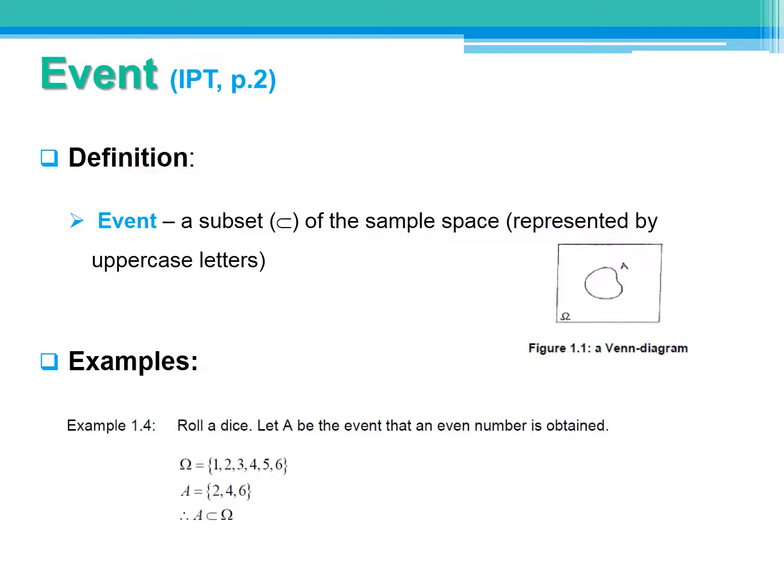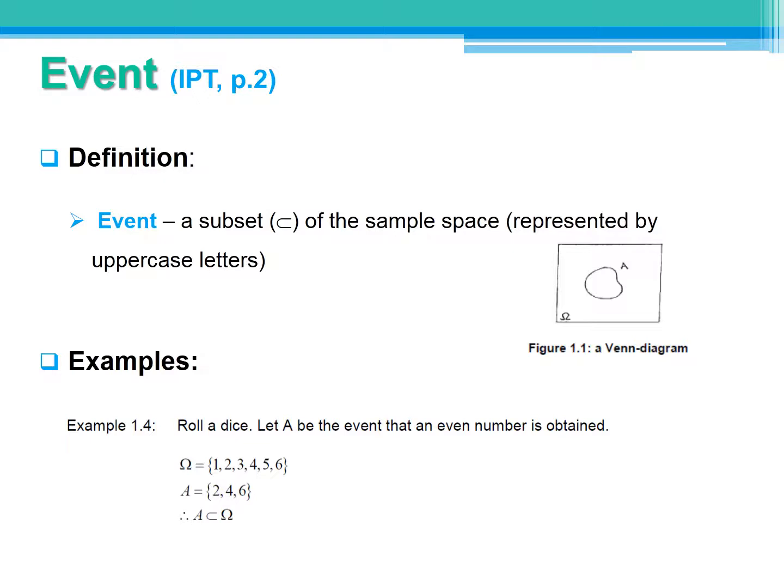An event is a subset of a sample space. It's indicated by this symbol, and events are represented by uppercase letters. So an event can contain all the elements or outcomes of the sample space or some of the elements of the sample space. For example, let's say that my sample space represents all the alphabet letters. Then event A can be defined as the vowels in the alphabet, for instance. Then it will only contain 5 of the 26 alphabet letters.